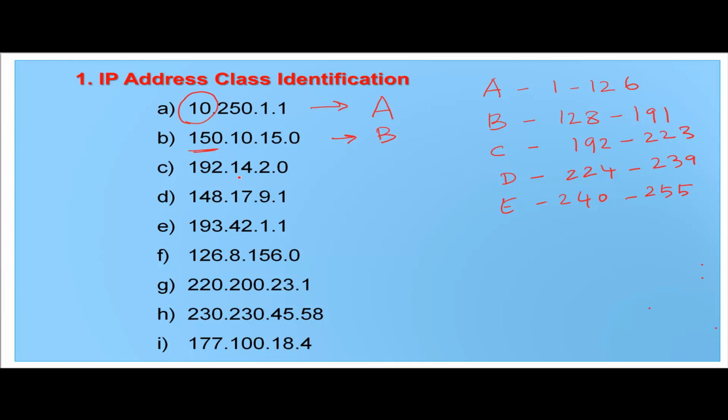Then 192.14.2.0. The first octet is 192, so this belongs to class C. This is a class C IP address. Then the fourth one, 148.17.9.1. 148, so this is going to be in class B. This is a class B IP address. Then 193.42.1.1. This is a class C IP address. Then 126.8.156.0. This is going to be a class A IP address.